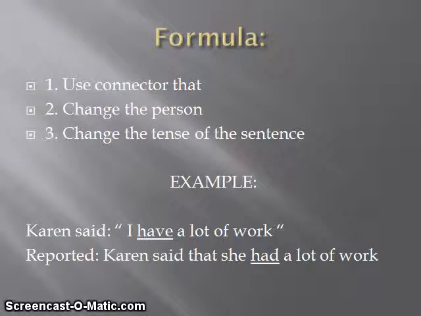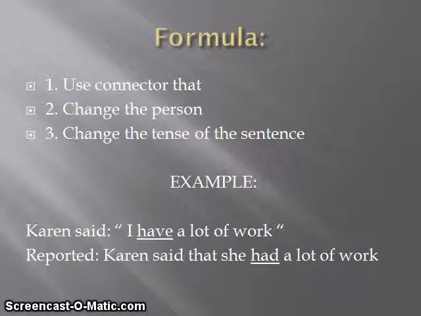The number two is change the person. You have to be very careful in this point because you're not the person that is speaking, you are narrating something that other people said to you. So if you find a sentence that has the pronoun I, don't make the mistake to put I, because it's the person that is talking. It can be her, it can be him, or it can be them.